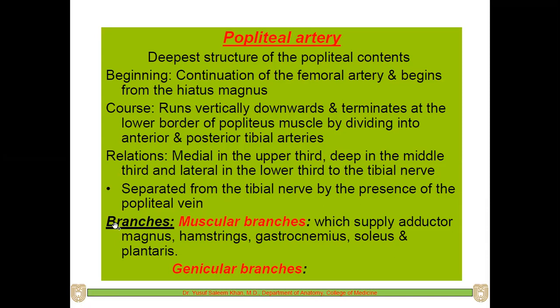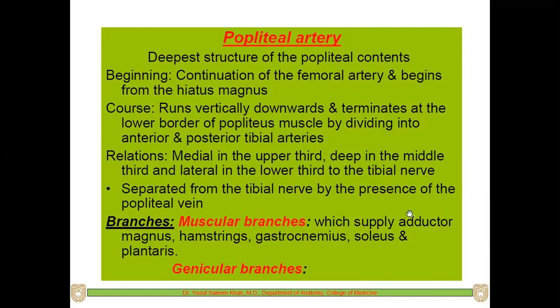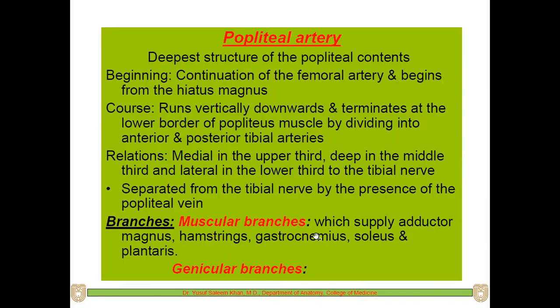Now coming to the branches of this popliteal artery, it will give muscular branches, which will supply the adductor magnus, hamstring, gastrocnemius, soleus, as well as plantaris muscles, very important muscles which are all around here. The adductor magnus and hamstring muscles are present in the thigh, and the gastrocnemius, soleus, and plantaris are present in the leg. So it will supply all these muscles.